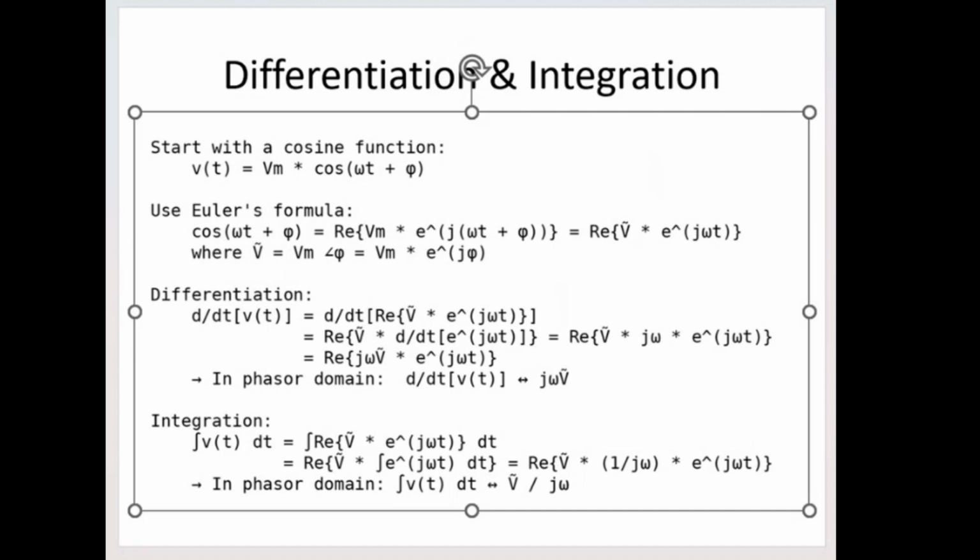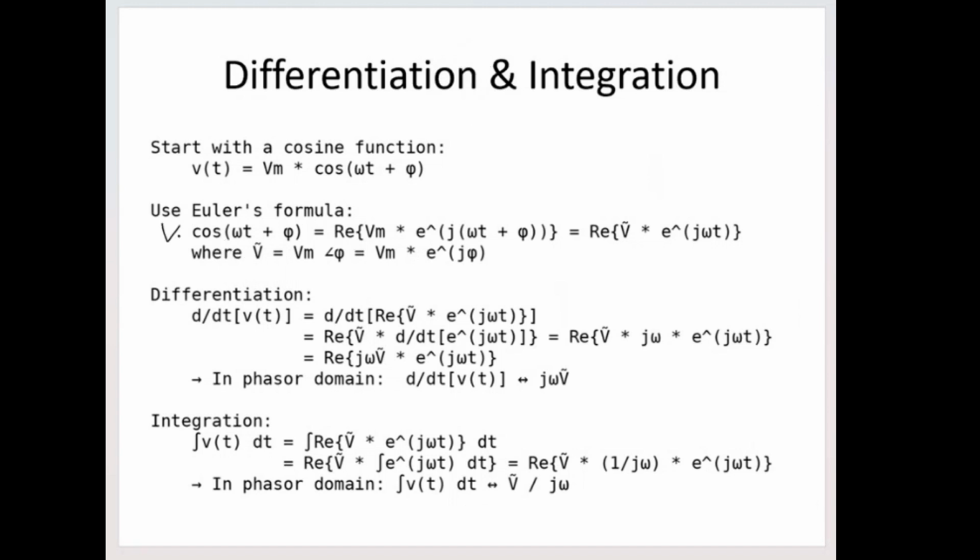Let me actually add v of m here. Now v of m cosine of omega t plus phi is actually the real part of v of m times e to the power of j omega t plus phi. Now I can break this into two exponentials. One is e to the power of j omega t, and the other one is e to the power of j phi. And I would like to write it down here, and the reason I'm writing it down is so you guys can see how this happens.